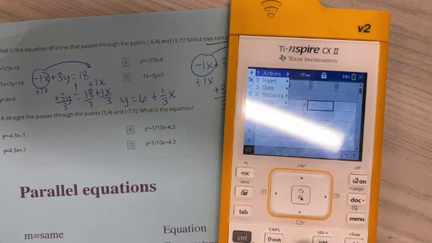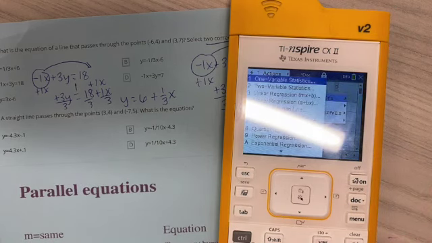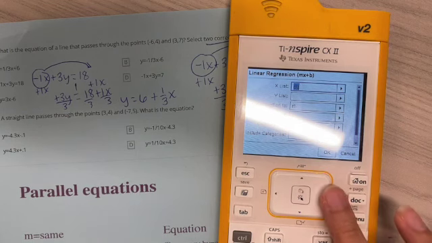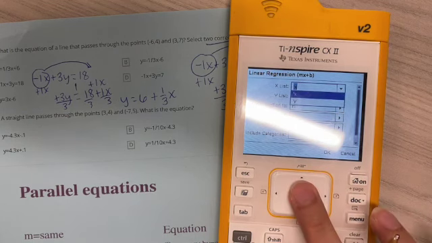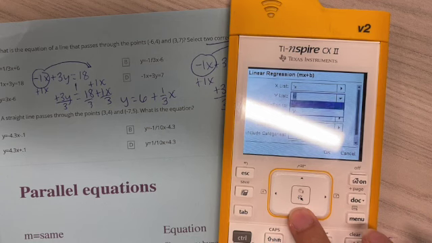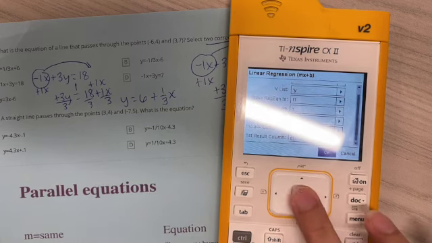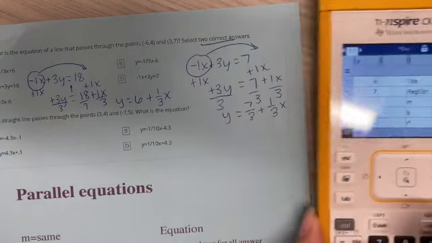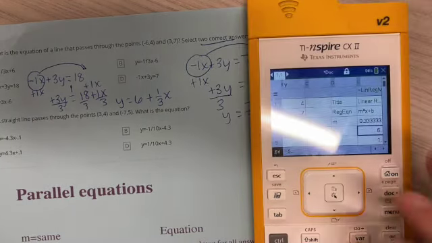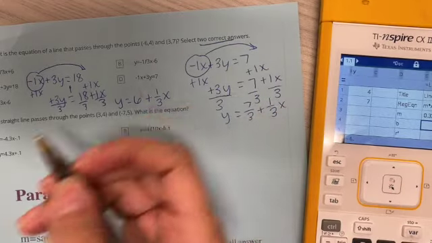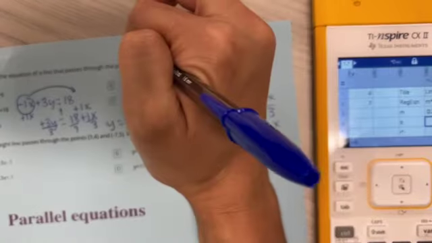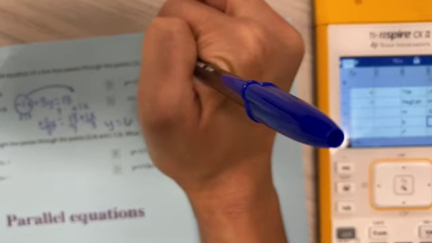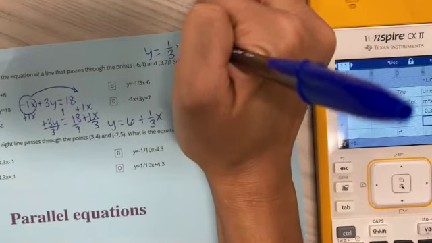Once you get here, menu, 4, 1, 3. Use the arrows to get the drop down, put X, put Y, go all the way to OK, and we are looking for M and B. So remember this M, 0.33, that's one of those decimals you have to know. 0.33 is 1/3, so Y equals 1/3 X plus 6.